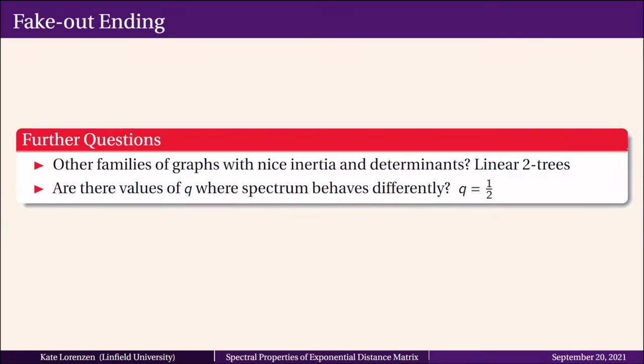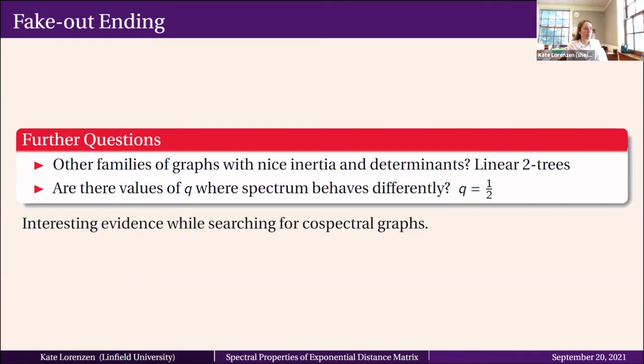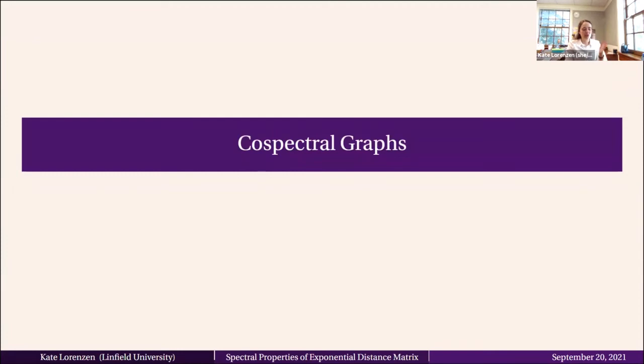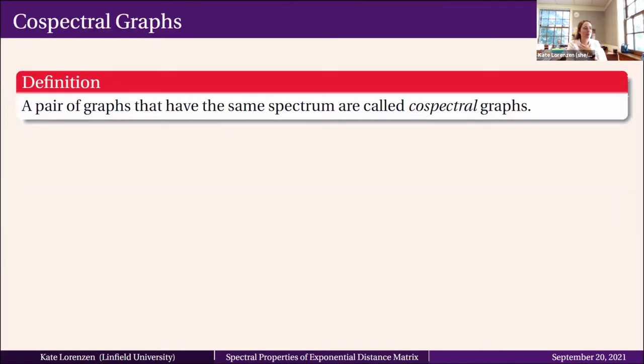So the evidence for that comes from this idea of cospectral graphs. We have some interesting evidence that shows up while we were searching for cospectral graphs. Okay, so cospectral graphs. I think the first thing we need to do is define what a cospectral graph is. A cospectral pair is a pair of graphs that have the same spectrum. These are called cospectral graphs.